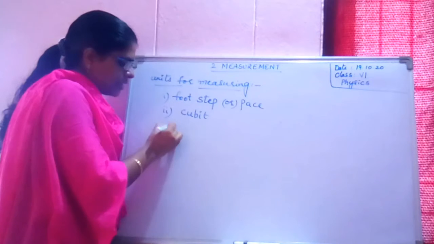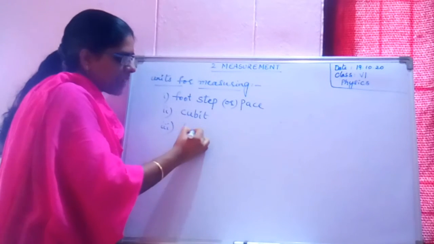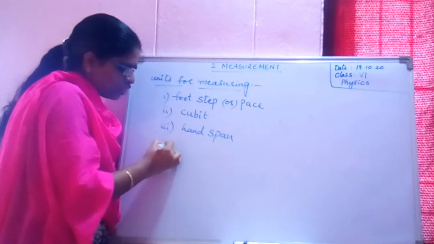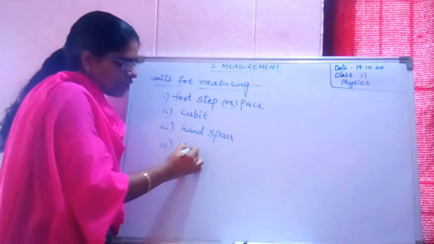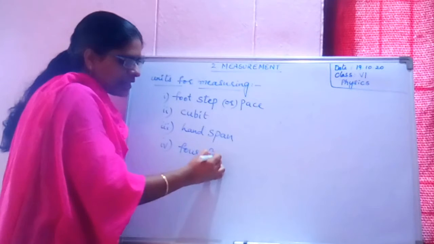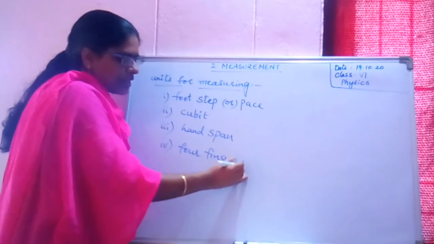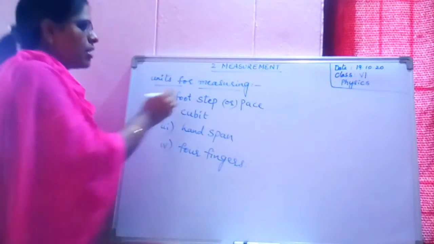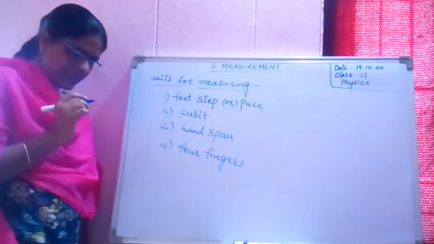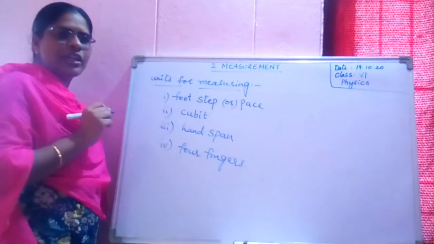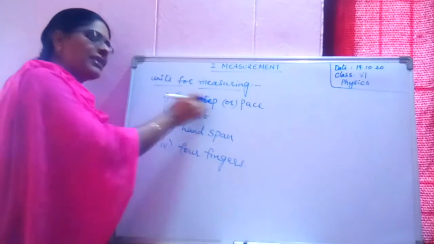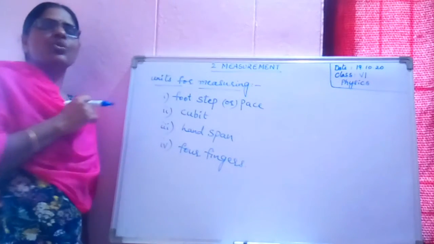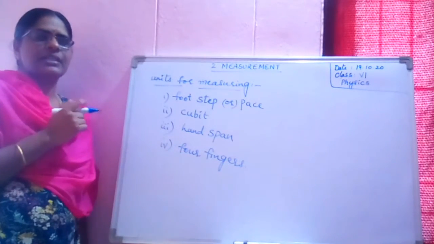The second one is cubit. The third one is handspan. The fourth one is width of 4 fingers. See, you can see in your textbook, footstep. By placing your foot on the ground also, they are measuring. In the olden days, these were the units to measure quantities. Okay?